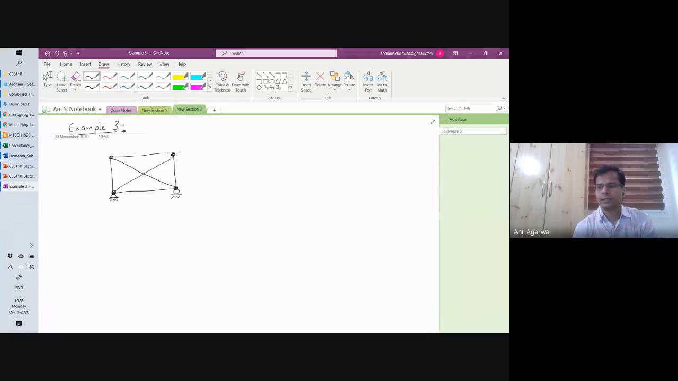Okay, so let's say this is the problem that we want to solve. An external load of 2 kilonewton is applied. Member numbers are given A, B, C, D. The dimensions are 4 meters here and 3 meters here. So the diagonal member will automatically be 5 meters long.